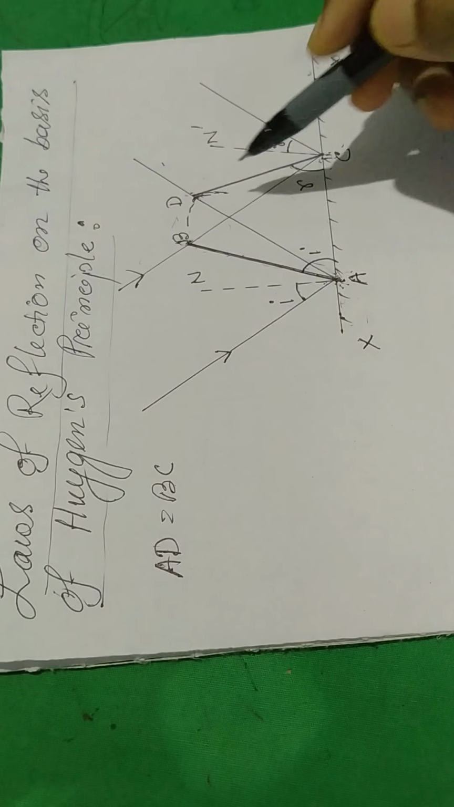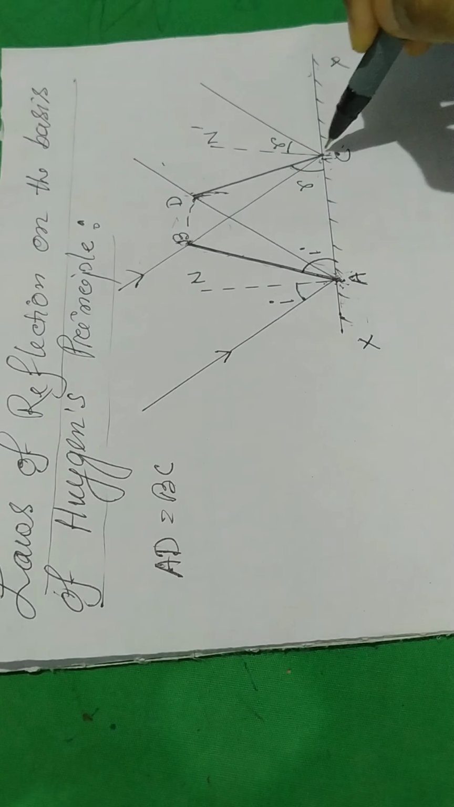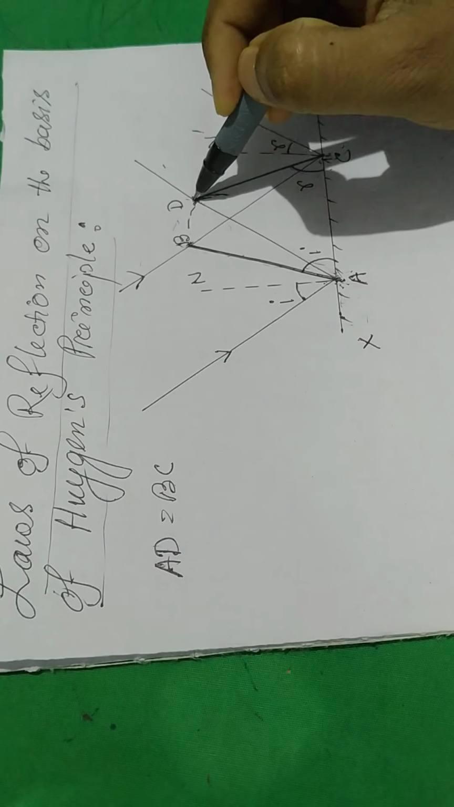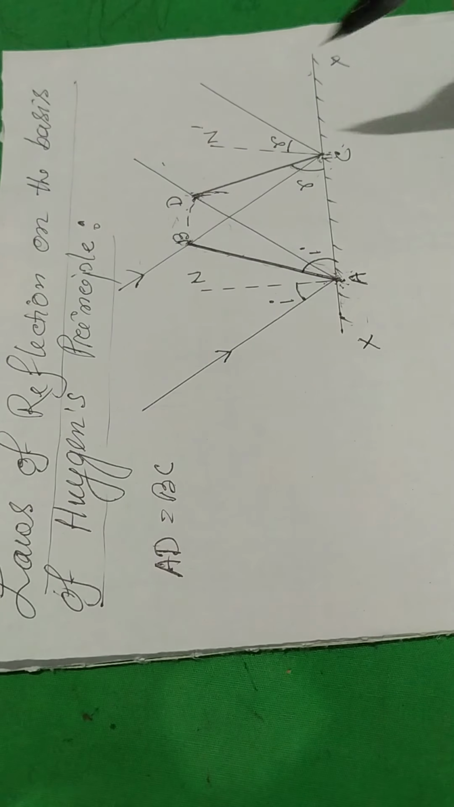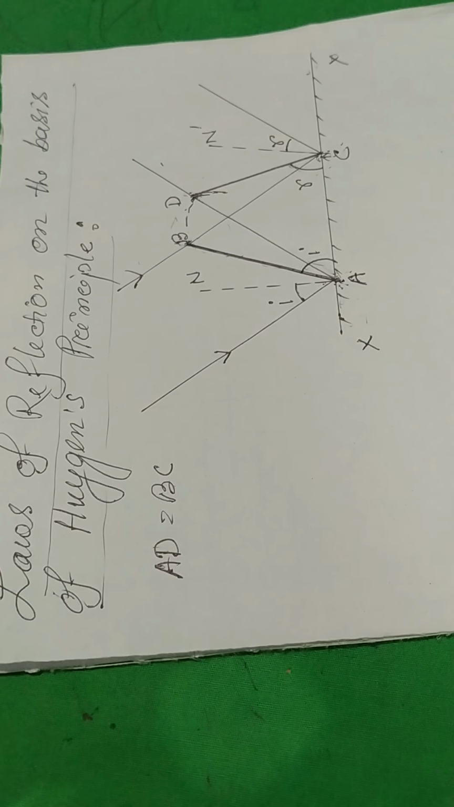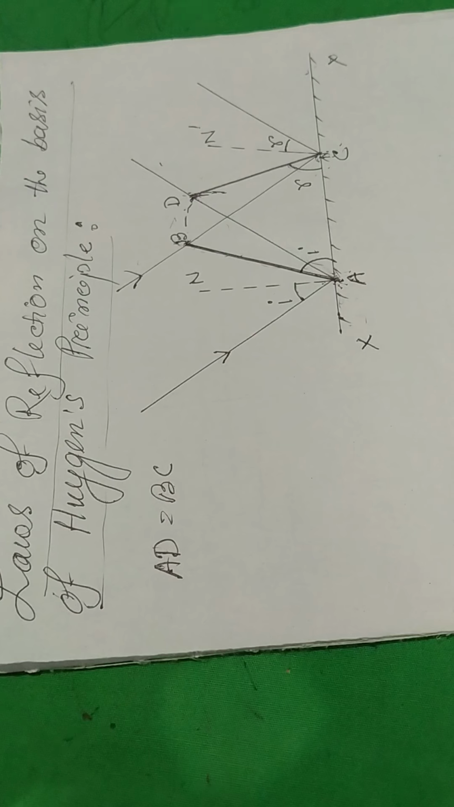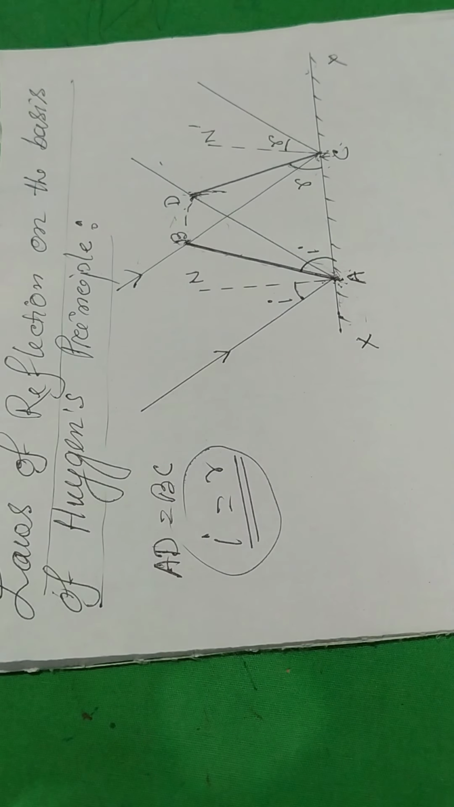Now a tangent is joined to the sphere at D. So this line is drawn, the tangent at point D. CD is the reflected plane wavefront. So we know, according to the laws of reflection, the angle of incidence is equal to the angle of reflection, that is i equal to r. We are going to prove this: i equal to r.